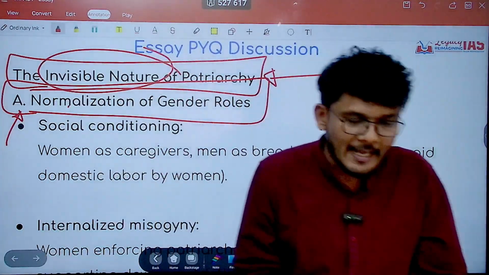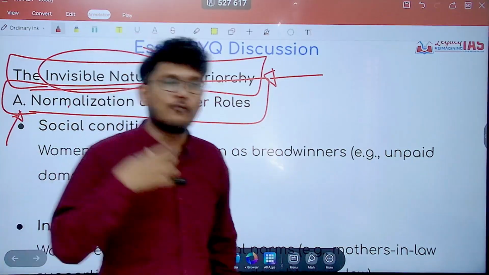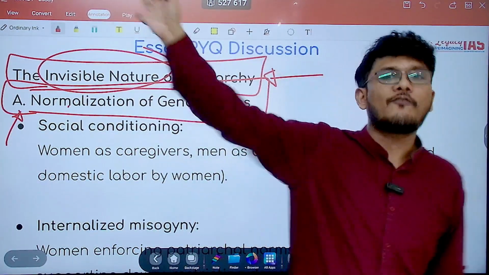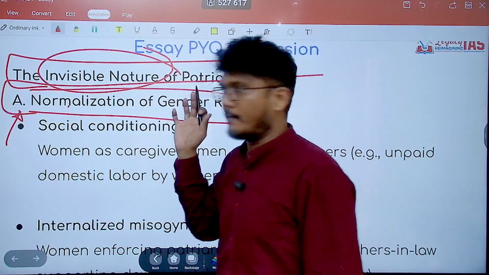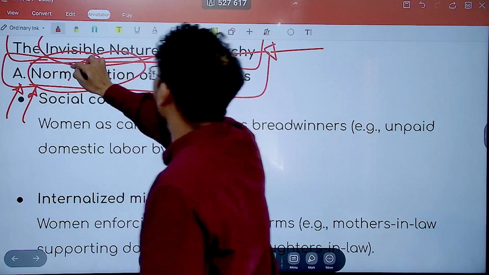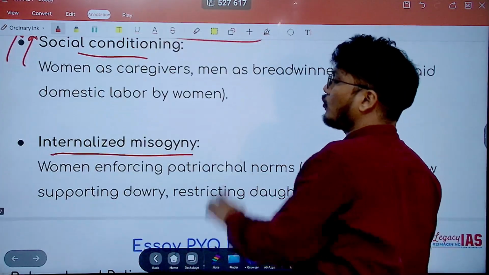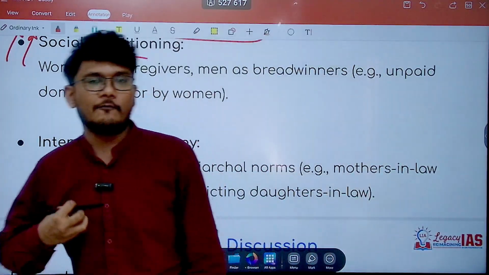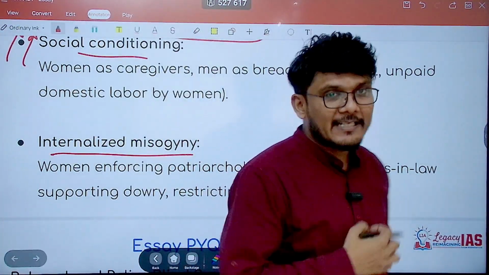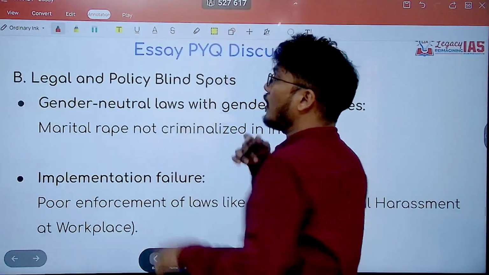People don't even realize that I am doing this particular thing because of patriarchy, that I am making food 3 times a day for the rest of my life because of patriarchy. So you don't understand it. Why? Because of normalization. It is the most important point. So that is social conditioning, internalized misogyny. All these pointers you have to give, which will tell that it is internalized, it is normalized, and as a result of which it is not visible.